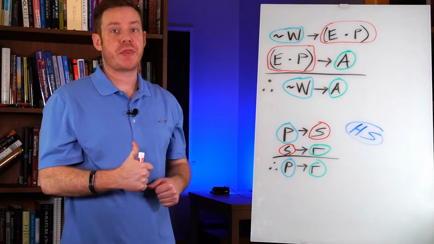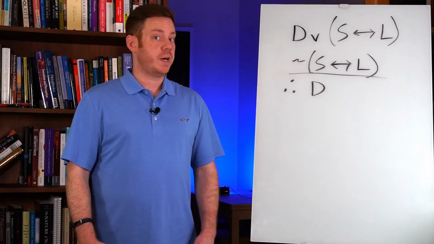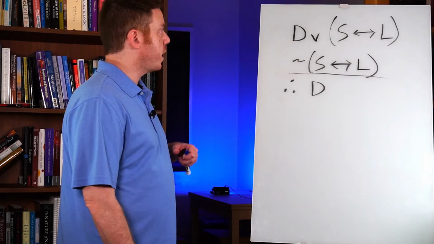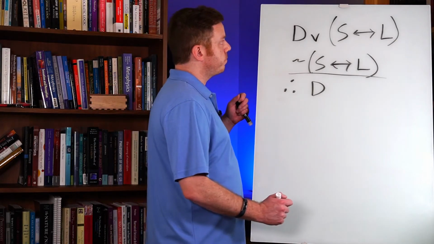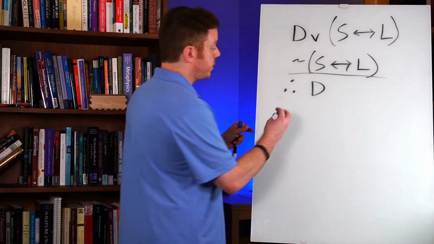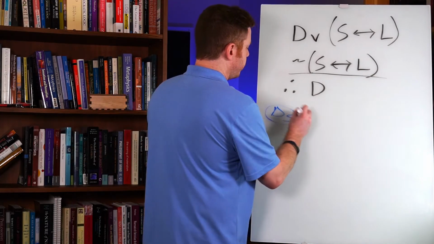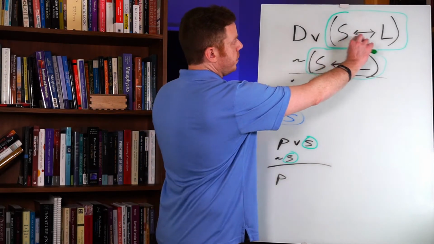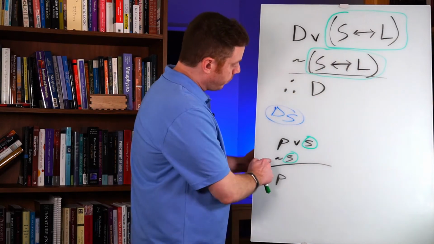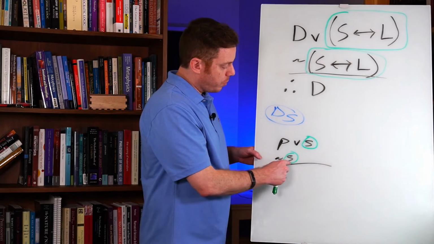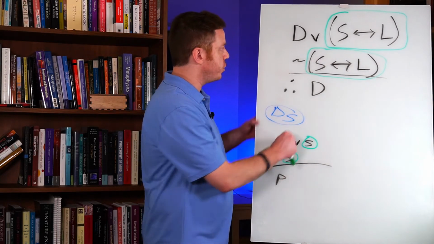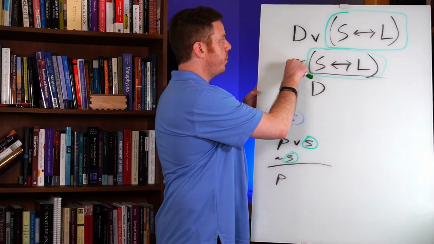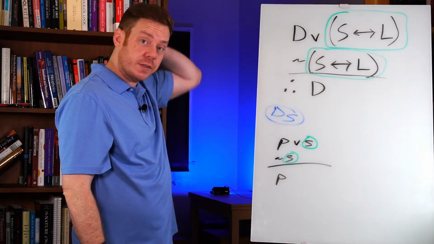So yes, hypothetical syllogism. What about this one? Is this the right use of a rule? The answer is yes. This is disjunctive syllogism. We've replaced the S with this long thing. And be careful of the negation sign. So we replaced the S, but we left that negation there. So we still have it here, but there's no negation up top.